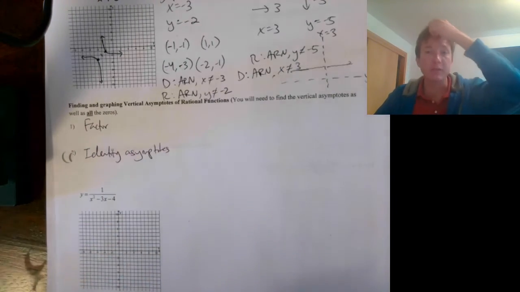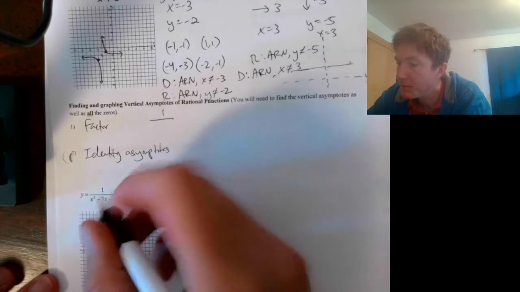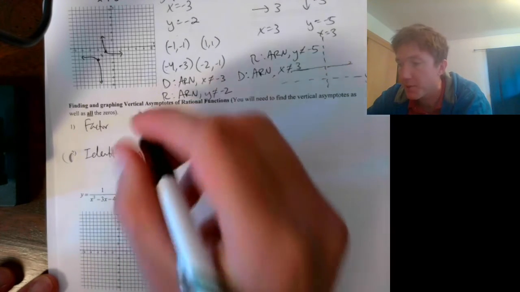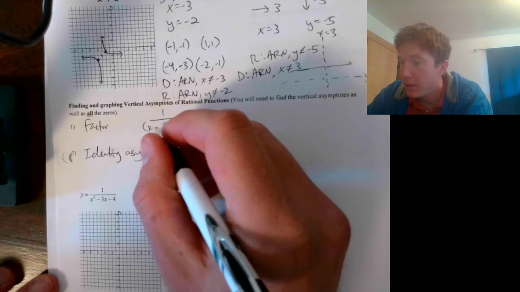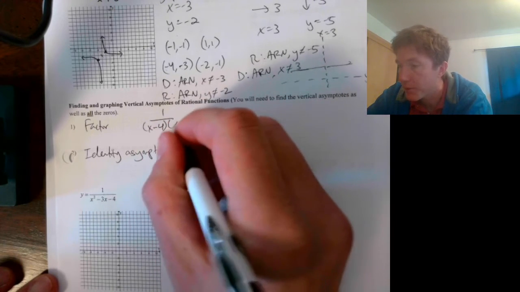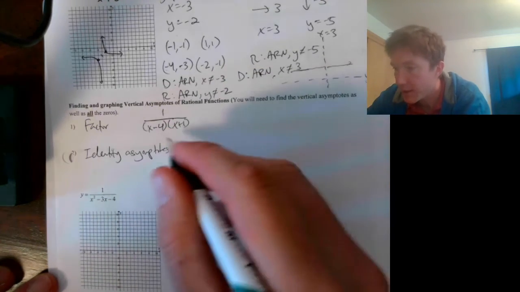Okay, so let's go ahead and factor this first. This will be 1 over x squared minus 3x minus 4. That's going to be x minus 4 times x plus 1. Identify asymptotes.